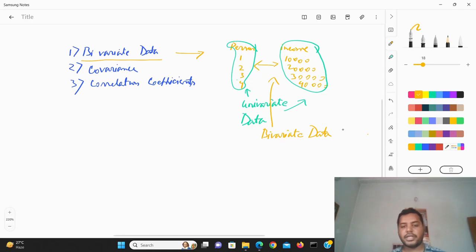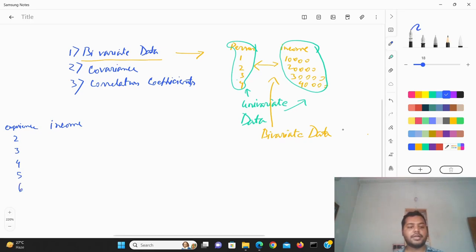So why do we need bivariate data? We need bivariate data to understand the correlation or covariance of the two data sets. Person would not be a good example. A better example would be their income and their years of experience. Suppose they have 2 years of experience, 3 years, 4 years, 5 years, 6 years of experience.